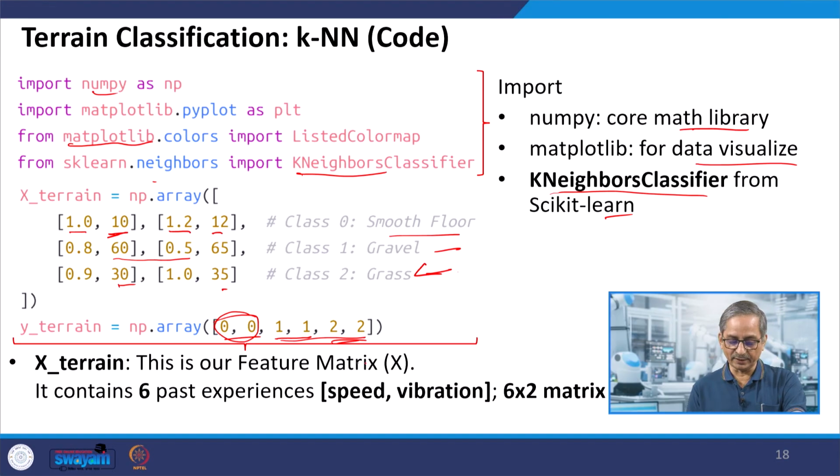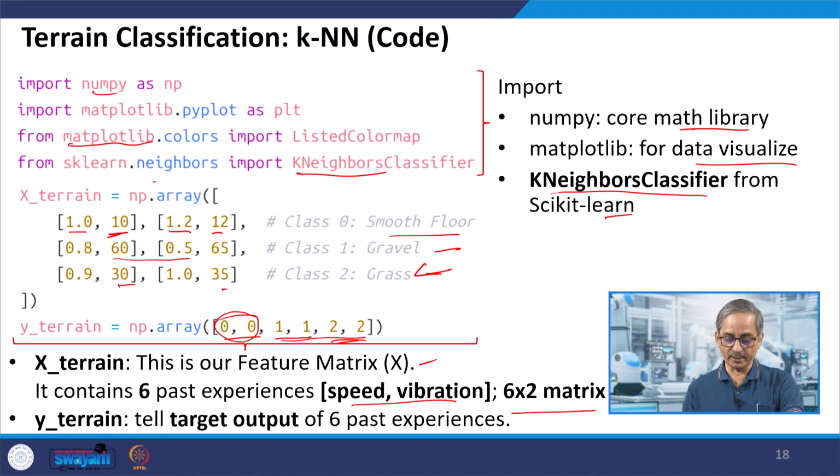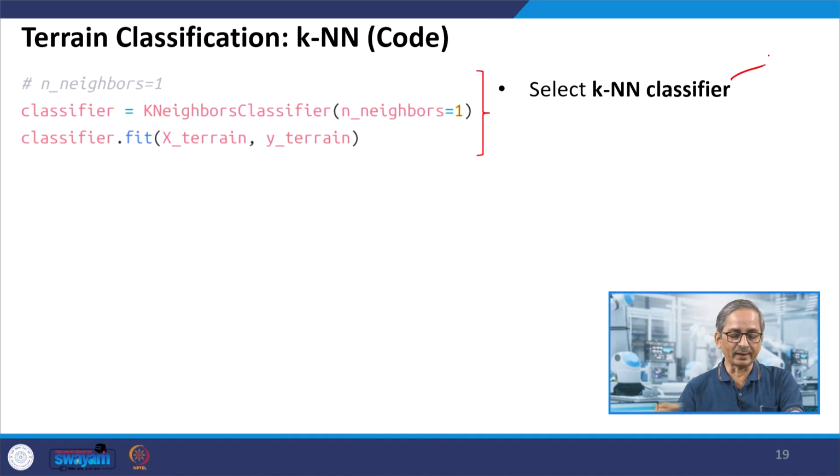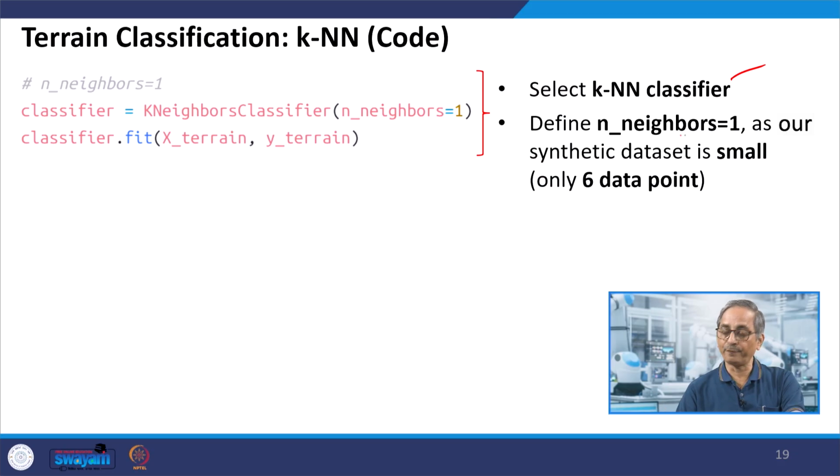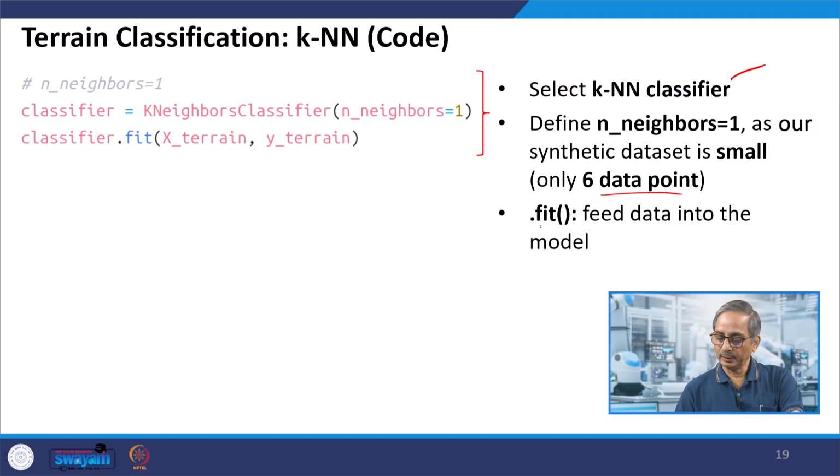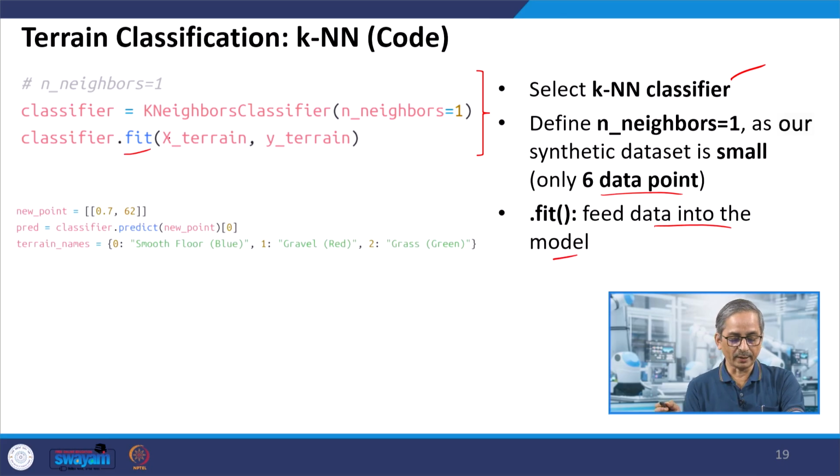This X terrain is our feature matrix, and it contains 6 past experiences of speed and vibration. So, this is a 6 by 2 matrix. We can select the k nearest neighbor classifier here, and we define k as 1 as the synthetic data is small. We have only 6 data points here, and this dot fit feeds data into the model.